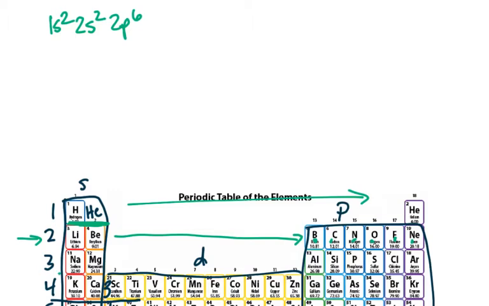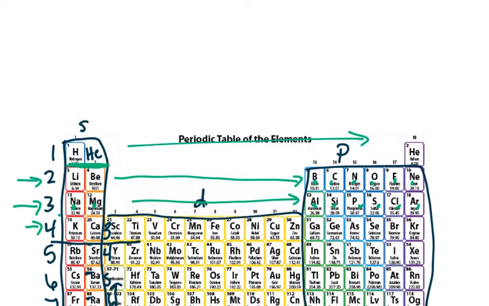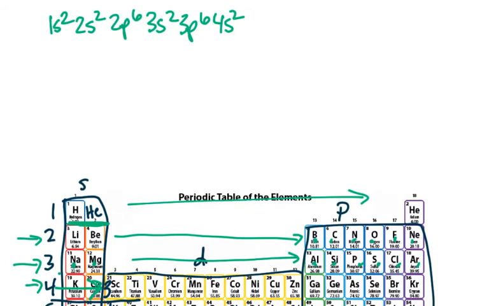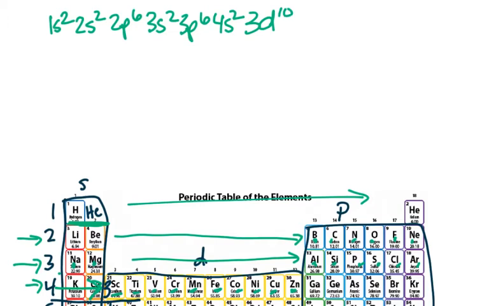Then I'm going to move down to 3. So I have 3s, and I'm at 1, 2. And then as I go across, I'm at 3p, and I'm at 1, 2, 3, 4, 5, 6. And then I move down to 4s, and I have 2. And as I keep going across, I'm hitting 3d, so that's what I'm going to write next. And then how many electrons? 1, 2, 3, 4, 5, 6, 7, 8, 9, 10. So I have 10 electrons there in d.